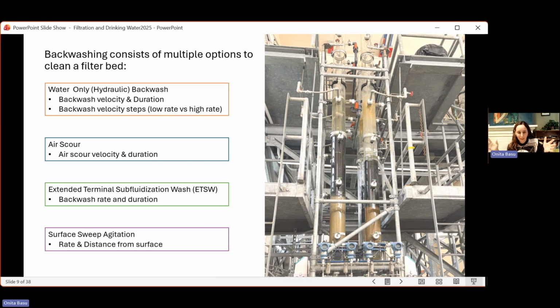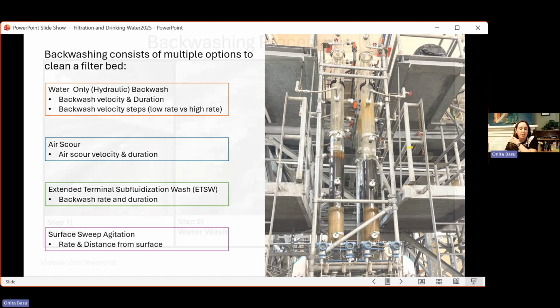And then the last one, which I don't have time to talk about, and I probably don't even have time to talk about everything anyways, is a surface sweep agitation. That's when you have these rakes, like a bar of water, a pipe that circulates around the top of the filter to help break it up. And I've listed some of the important factors below that.